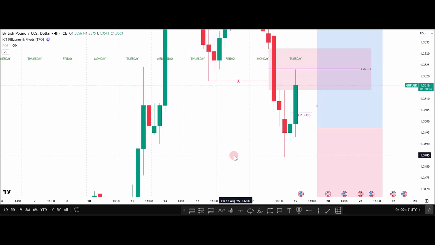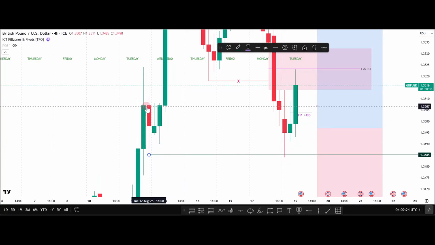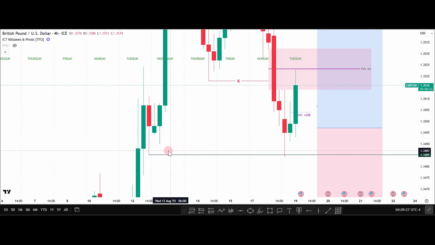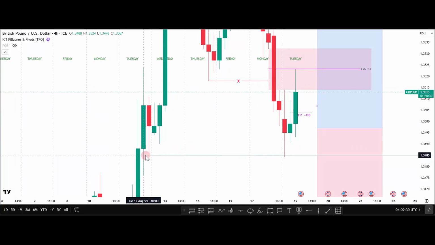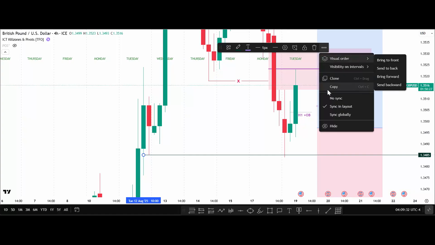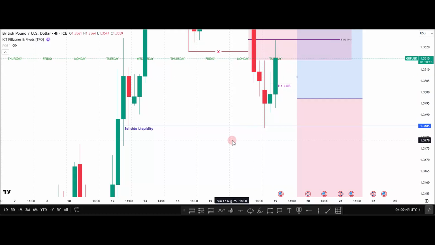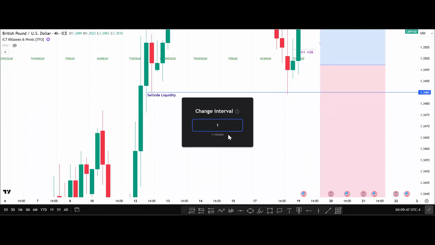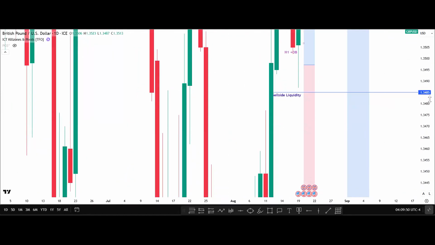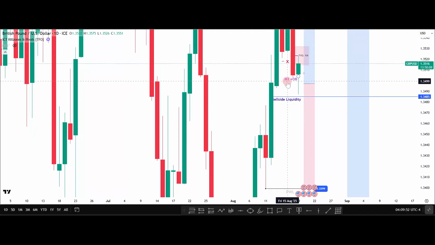You can see clearly these are equal lows. From this last down candle, which we'll treat as the order block, it was barely taken. Then let me take us back to the daily. So we'll delete that.